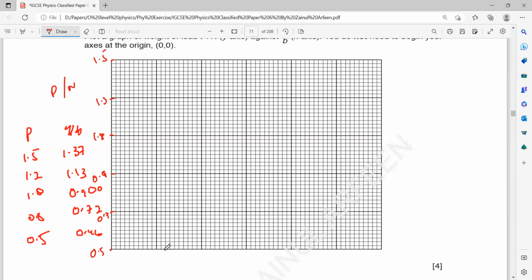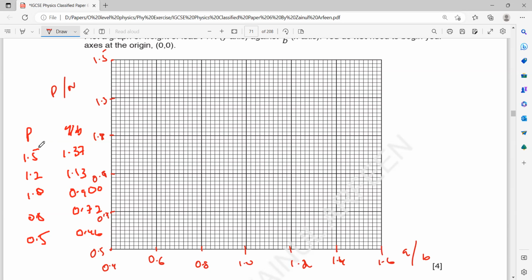So that is P. And then here we have A over B. A over B does not have any unit, I guess. So you don't have to write any unit. And the minimum value is 0.4 and the maximum is 1.4. So 0.46, if I say 0.4, 0.6, 0.8, 1, 1.2, 1.4, this is enough. Like this will be 0.6, this will be 0.8, 1.0, 1.2, 1.4, and then 1.6 will be there.